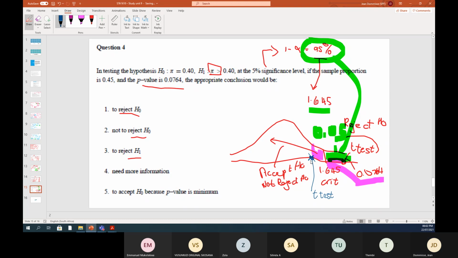So if that is lying to the left of the critical value, we accept the null hypothesis, or we do not reject the null hypothesis. Okay, do not reject the null hypothesis. So option 2 is the correct answer. We had enough information nearly to do that.